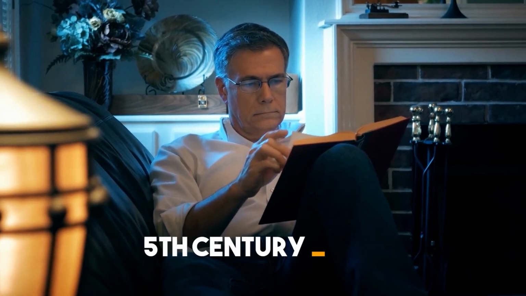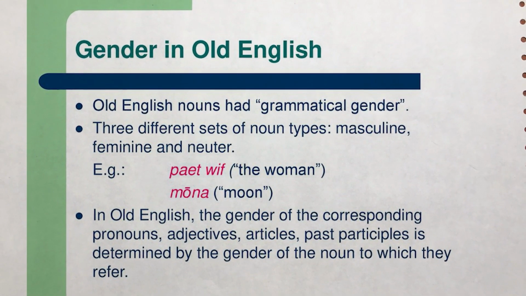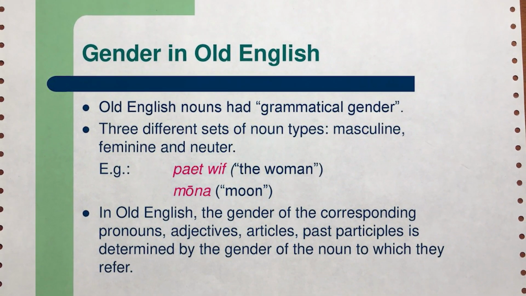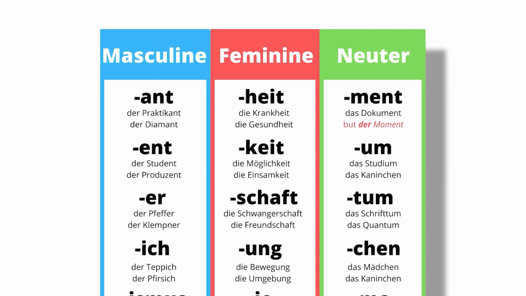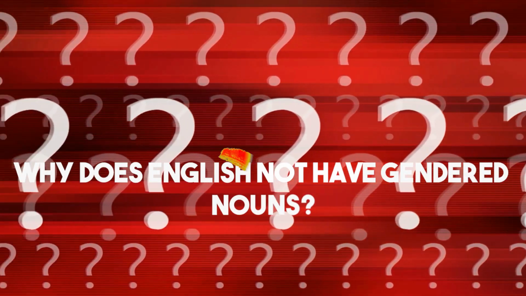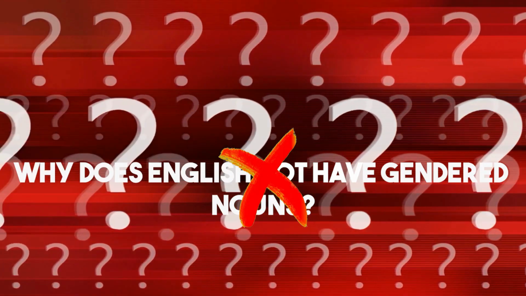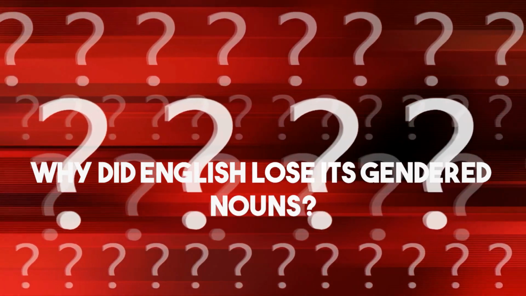You see, if you go back to Old English, the English that existed from about the 5th century until the 11th century, you will see that English did have gendered nouns. This kind of makes sense. English is, after all, a Germanic language, and we have already seen that German has 3 genders. So the question is not, why does English not have gendered nouns? The question is, why did English lose its gendered nouns?